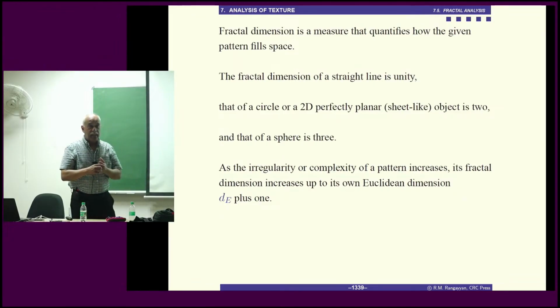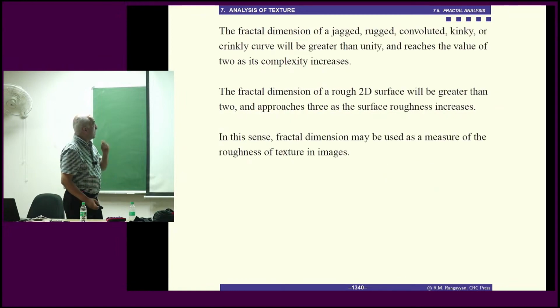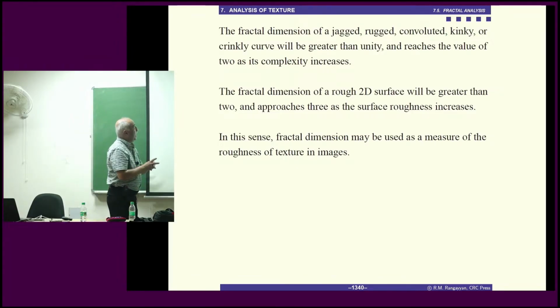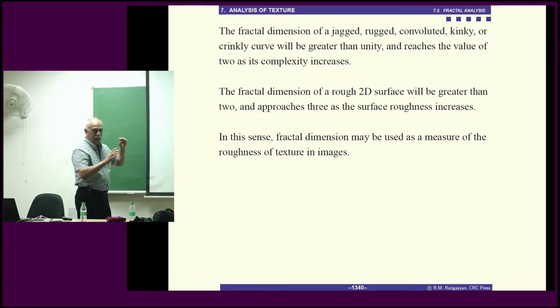So there are space filling curves. It's a one-dimensional curve, but it will fill a 2D space, like the Peano-Hilbert curves. The fractal dimension of a jagged, rugged, convoluted curve, here convoluted is not mathematical convolution, but something that is wrapping on itself, kinky or crinkly, will be greater than unity and approaches the value of 2 as its complexity increases.